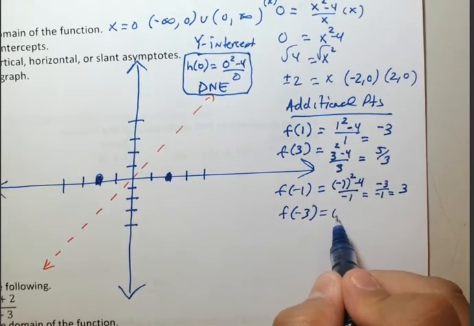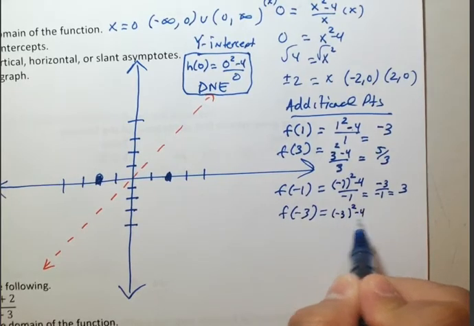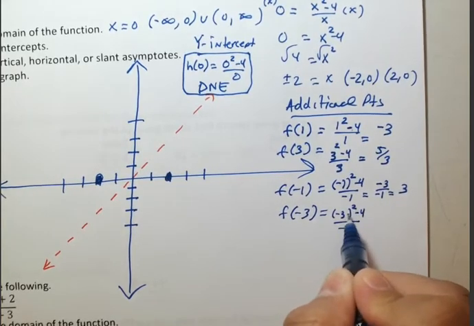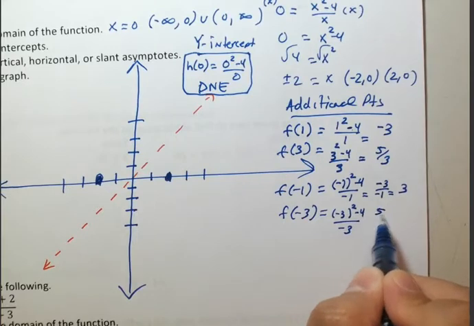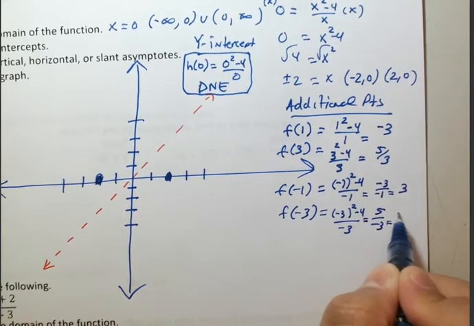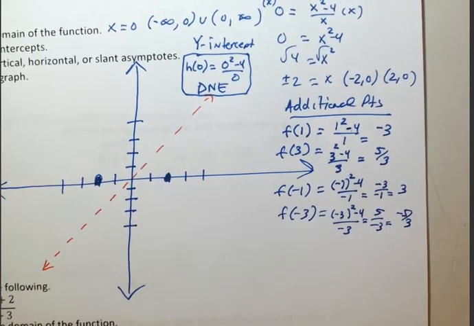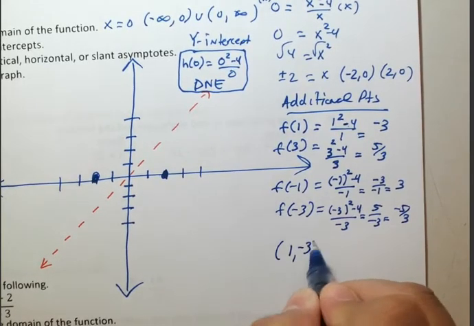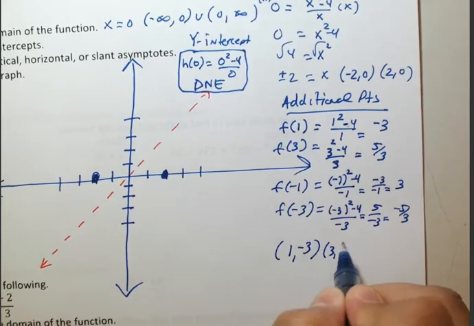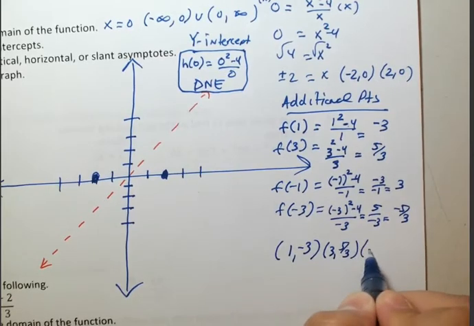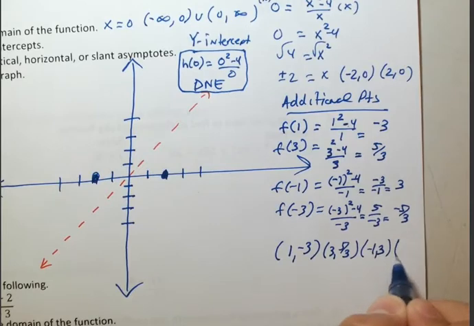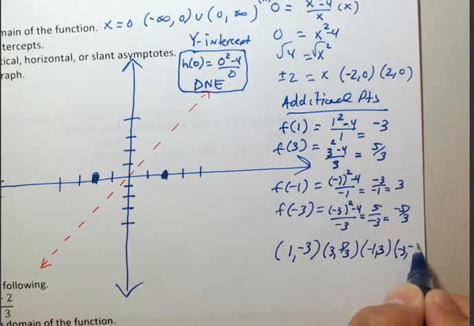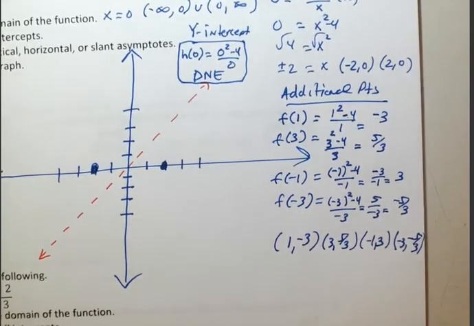And f of -3, -3 squared is 9 minus 4 is 5 divided by -3. So the points that we're going to graph are 1, -3, 3 and 5/3, -1 and +3, and -3 and -5/3. Okay, so plot those on your graph.